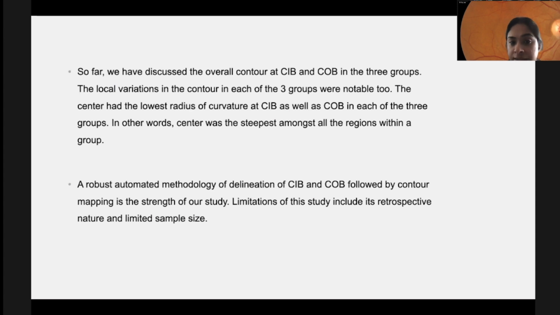So far, we've discussed the overall contour at CIB and COB in the 3 groups, but there were local variations in contour in each of the 3 groups also. The center had the lowest radius of curvature at CIB and COB in all the 3 groups. In other words, the center was the steepest amongst all the regions within any group.